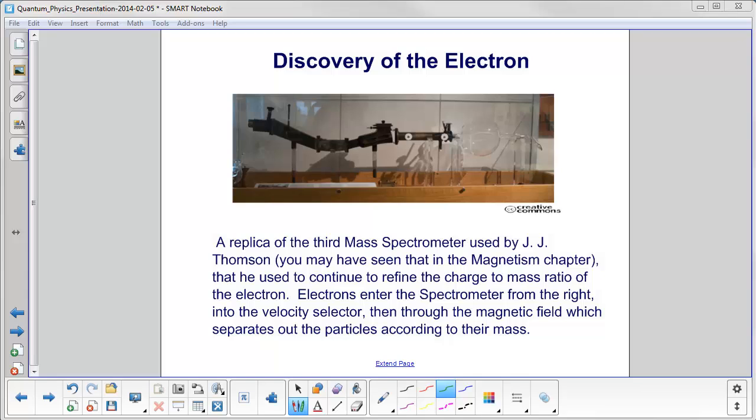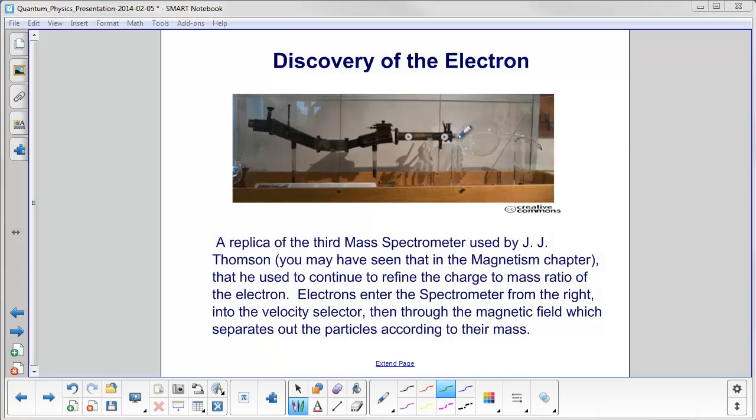Thomson continued to refine his experiment, and here is a replica of the third mass spectrometer that he used. And you may have come across this in the magnetism chapter where we talked about a velocity selector, which is going to select out the charged particles with a given velocity, and then over here is where you have the magnetic field that will separate the particles out due to their mass.